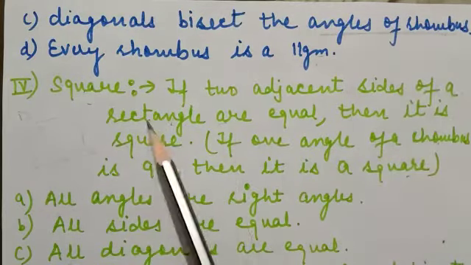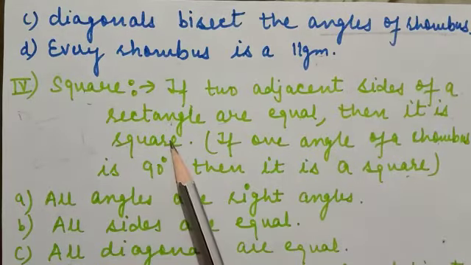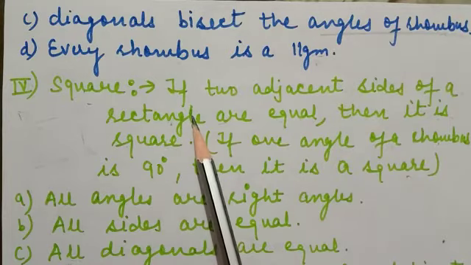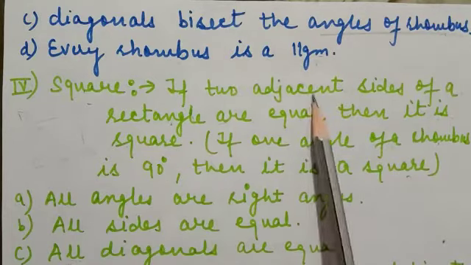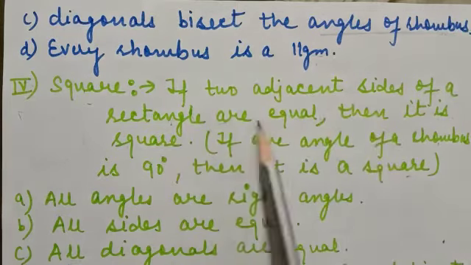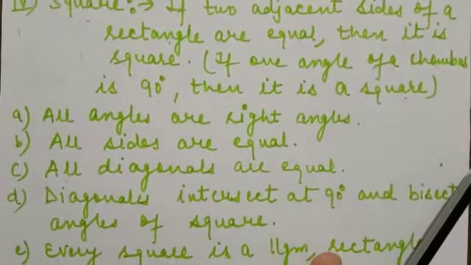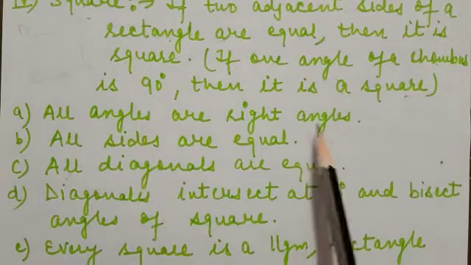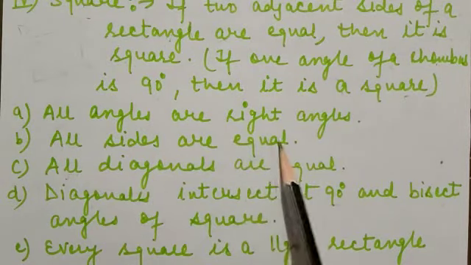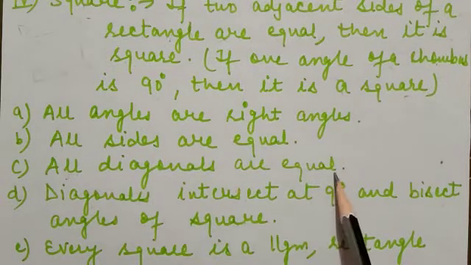Fourth one is square. If two adjacent sides of a rectangle are equal, then it is a square, because in a rectangle all angles are 90 degrees. If one angle of a rhombus is 90 degrees, then it is also a square. The remaining properties of a square are: all angles are right angles, all sides are equal, and all diagonals are equal.